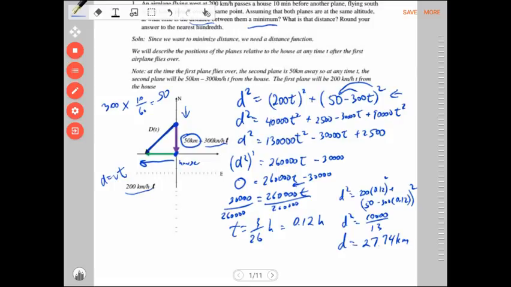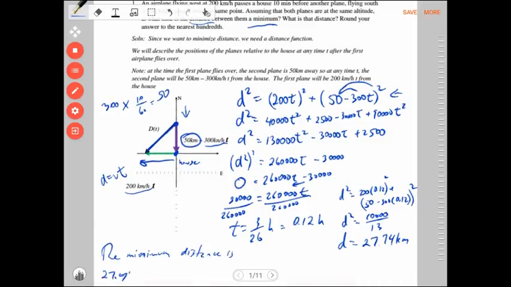Okay, so did we answer everything? The distance between them is a minimum, so at what time? Got that. What is that distance? We got that. Round to nearest hundredth, we got that. So the minimum distance is 27.74 kilometers at 0.12 hours. All right, well, there you have that one.